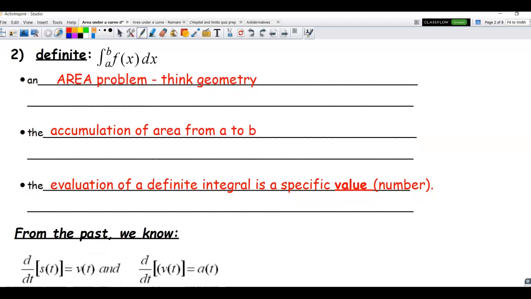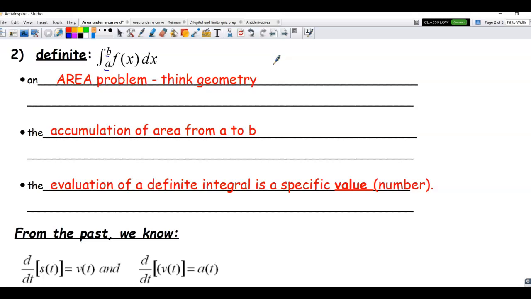All right, now moving on to the second type of integral. We've looked at the indefinite integral. In this lesson, we're going to focus on a definite integral. So first of all, pay attention to how the definite integral looks different. The definite integral has a lower bound and an upper bound. So that's really the major difference right there, but it is a major difference. It's going to produce a definite integral versus an indefinite integral.